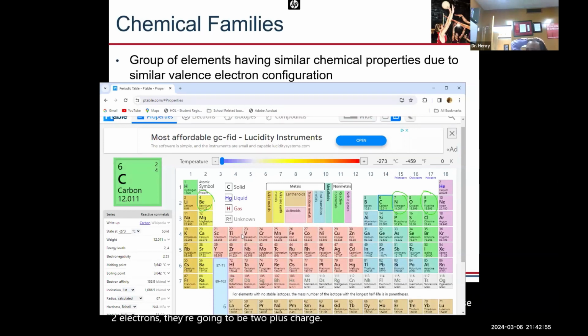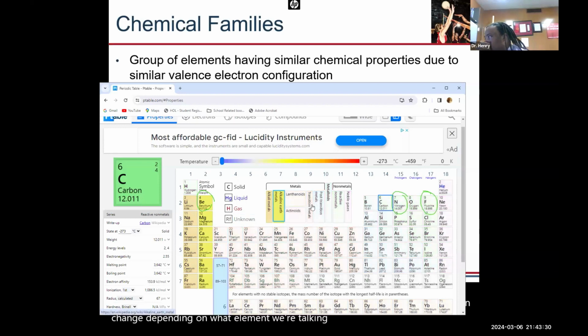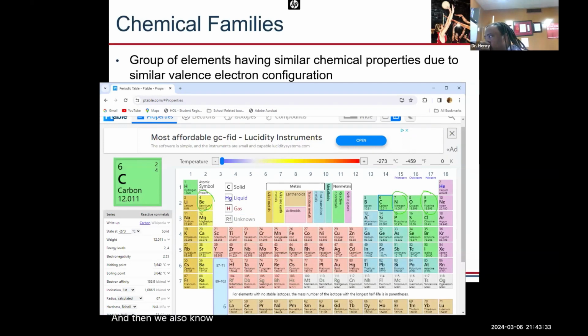Your groups 3, 4, 5, 6, 7, 8, 9, 10, 11, 12, those all contain the transition metals. And those guys, they can change their charge. So they're not in any particular way, like we said group one will lose 1 electron when it forms an ion, and group two will lose 2 electrons when it forms an ion. Group three, it can change depending on what element we're talking about. And then we also know that aluminum over here in group 13, that's always going to be a +3 charge when it forms an ion.